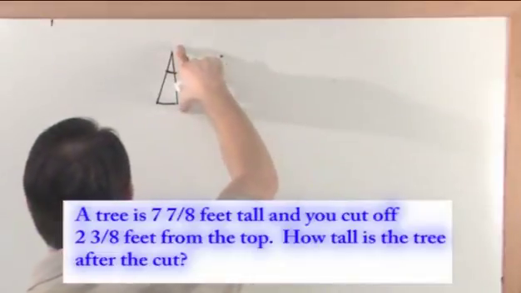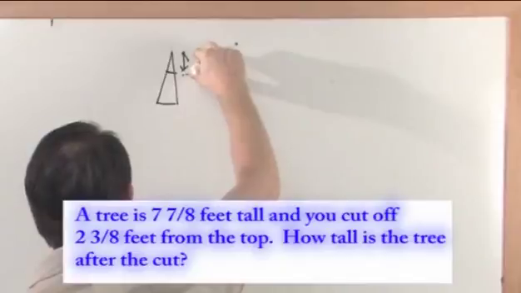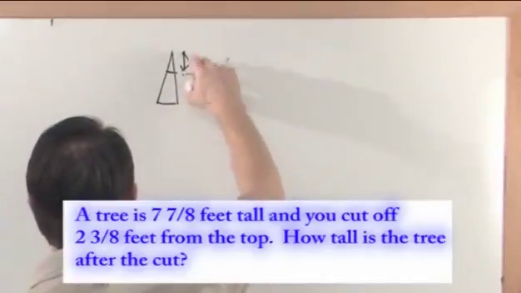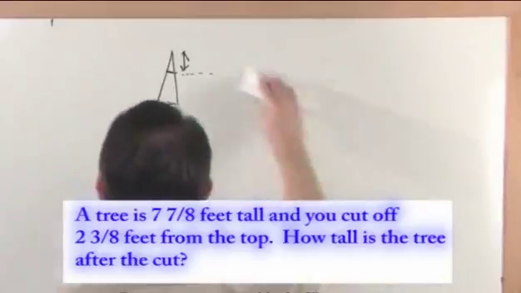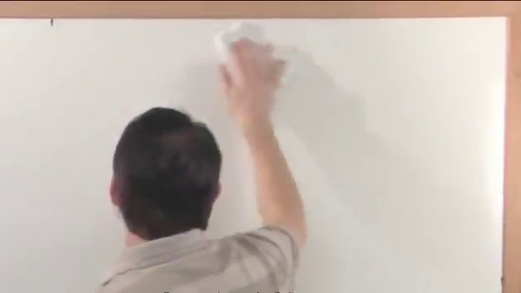I'm saying, how much did I start with? How much did I chop off from the top? And I'm subtracting those two, and that's going to tell me how tall it's going to be in the end. So that's why you know you need to do a subtraction here and not some kind of addition or multiplication or anything. You have to understand what the problem's asking you, okay?